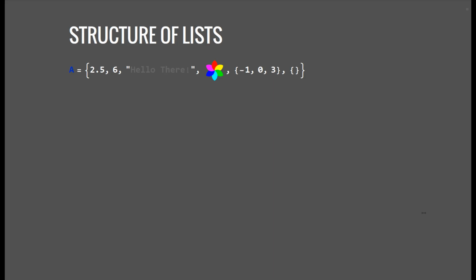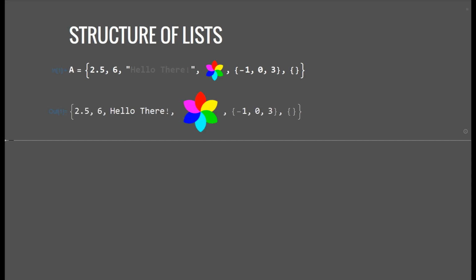So as you can see here, we have a list. A list is always going to be opened with curly braces and closed with curly braces. And a list can have any type of data inside it, separated by commas. So here we have a float, a whole number, a string of characters, a picture, another list, and the empty list. So a list can have any type of data inside it. So you can group pictures, numbers, strings all together in the same list.